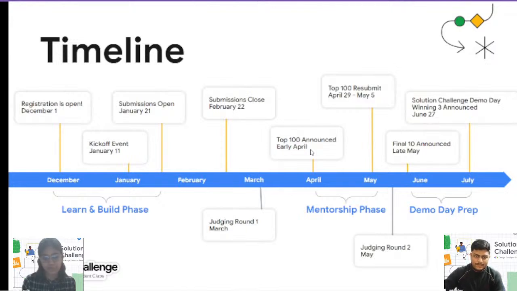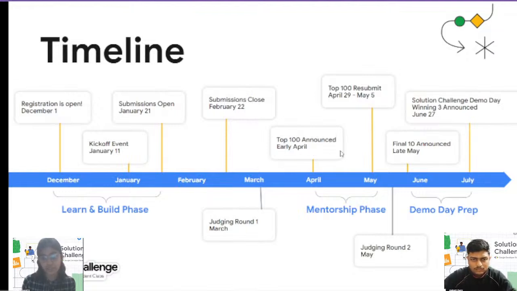The top 100 teams will receive an email telling you that you're selected for the top 100, and they will also give a website link where you can see all the top 100 teams. So you can also look at your competitors, which category you're falling into, and which team chose your category of United Nations goals.